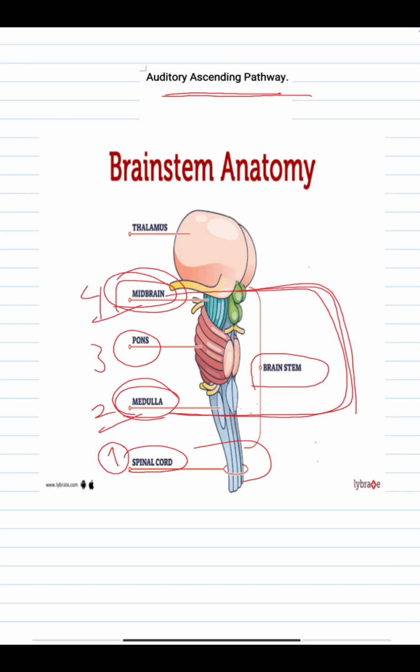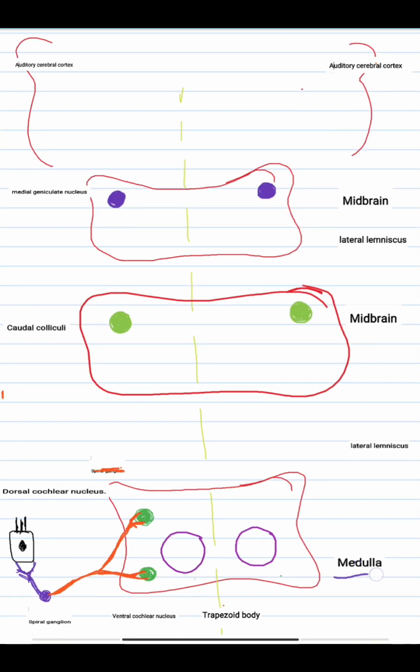Traveling to the other diagram, we will take a cross-section in the midbrain and a cross-section in the medulla. This is an imaginary cross-section of the medulla and an imaginary cross-section of the midbrain.